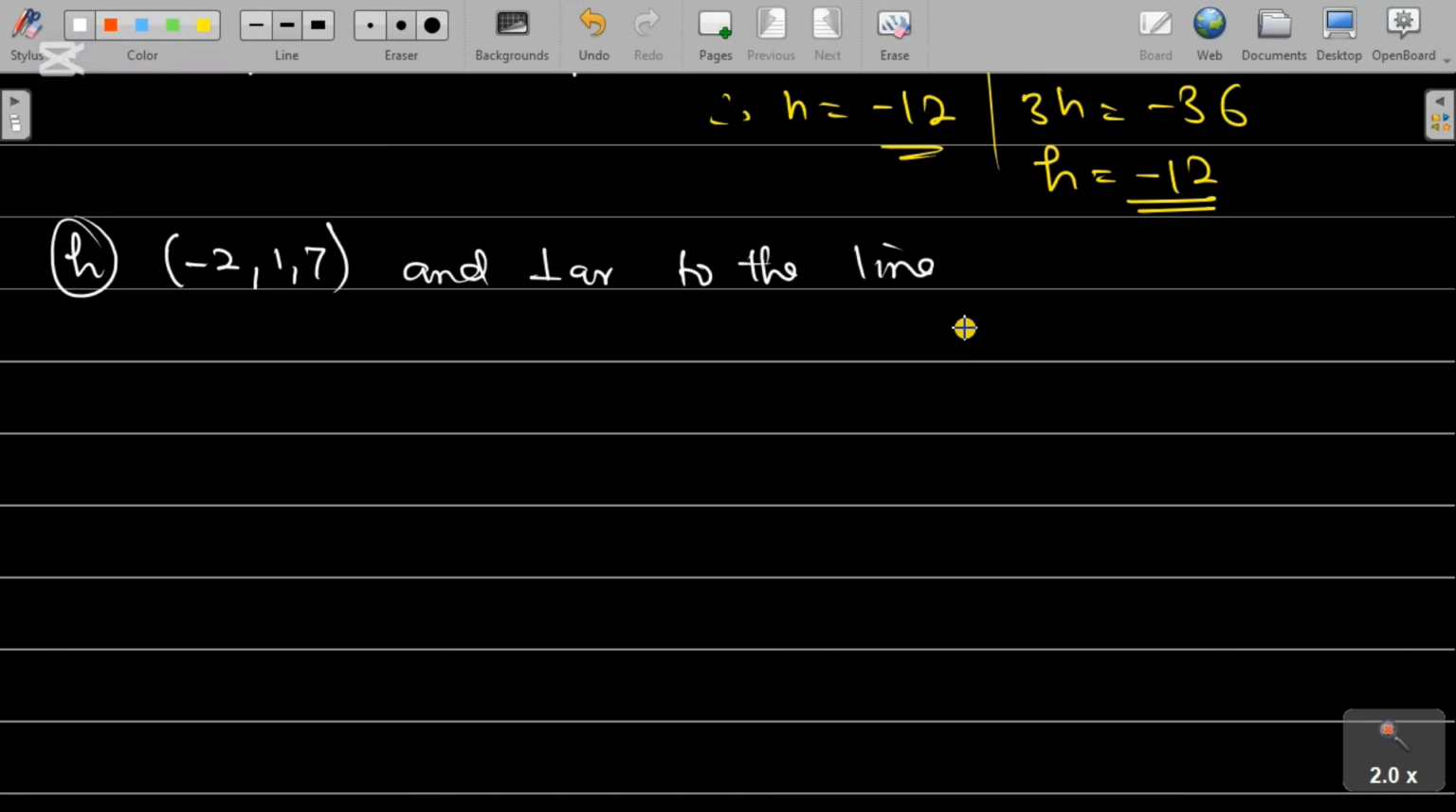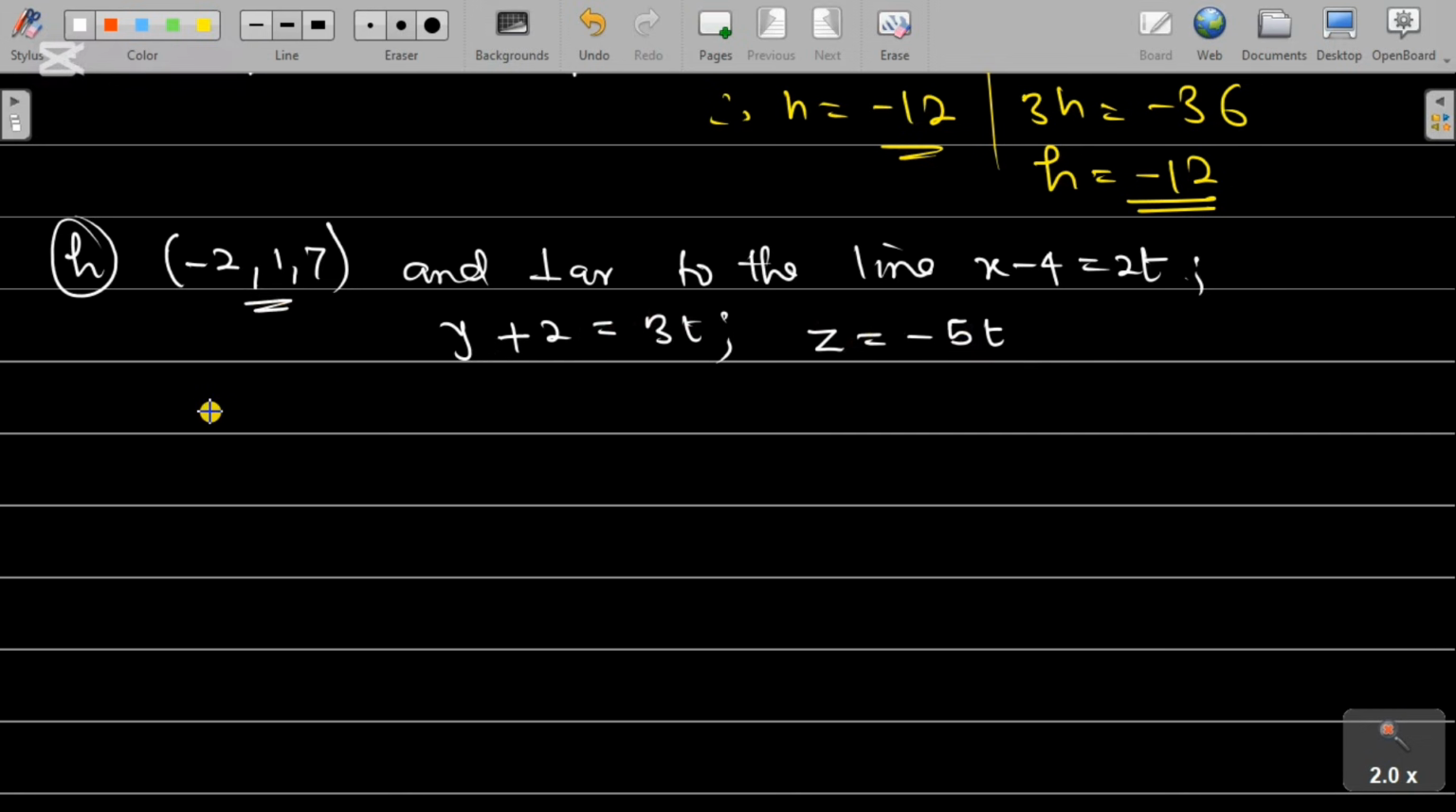Okay, so and is perpendicular to the line x minus 4 equal to 2t. Okay, and then that's not all. y plus 2 equal to 3t. Okay, and then finally z equal to minus 5t. Okay, so they are asking us to find the equation for the plane that will pass through this point and that will be perpendicular to this line given by these parametric equations.